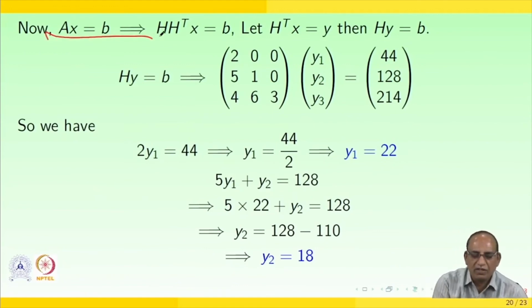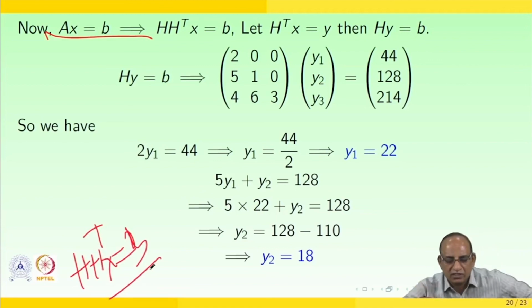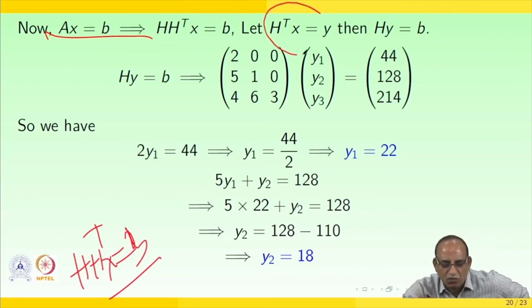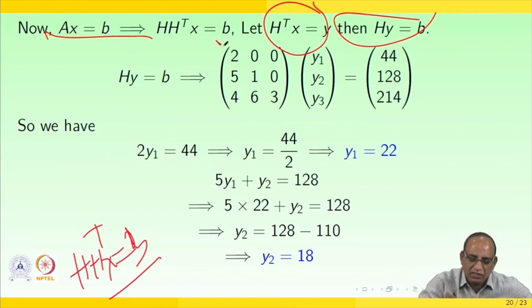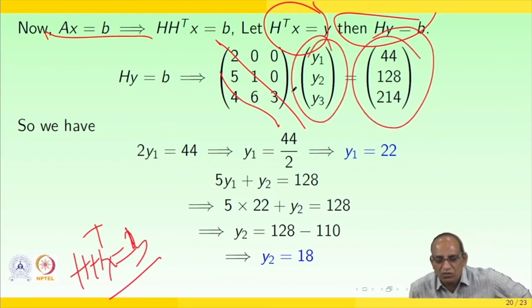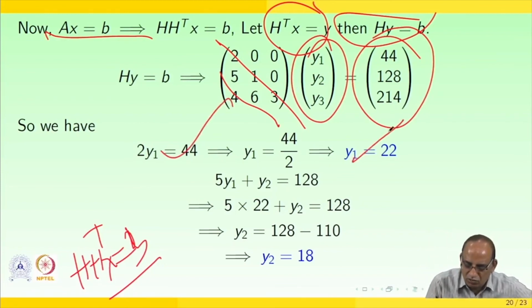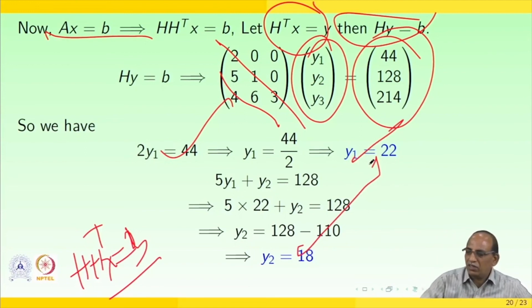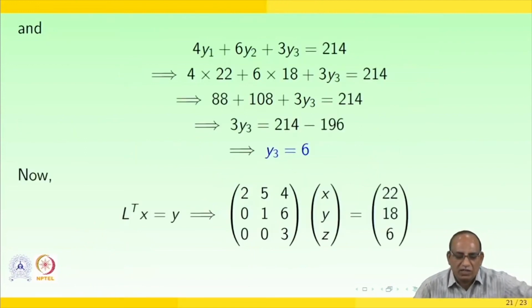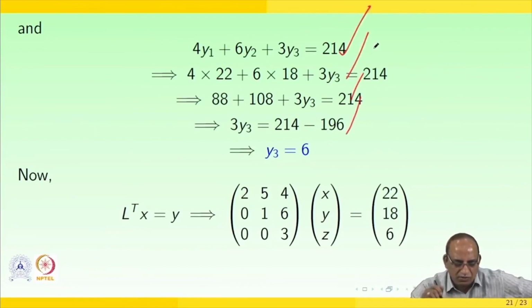And now Ax is equal to B. So you write it as H times H transpose times x is equal to B. Let H transpose x be equal to y. So therefore essentially we will have Hy is equal to B. Hy is equal to B means H is that matrix, and y is y1, y2, y3 and B is b1, b2, b3. So by this process you will know what y1, y2, y3 are. Once y1, y2, y3 are known, we get equations like 4y1 plus 6y2 is equal to 4.